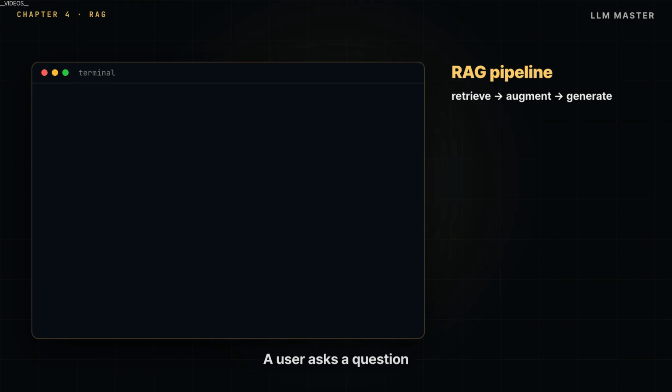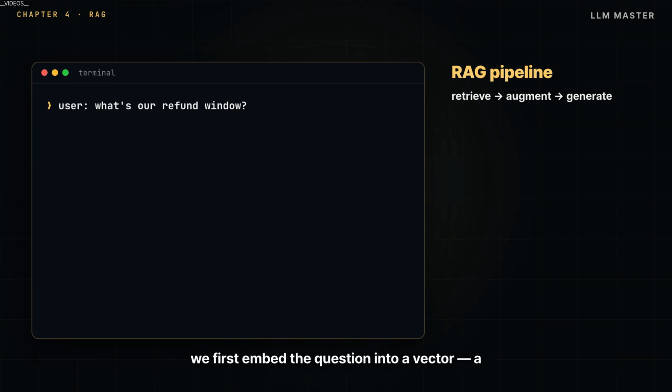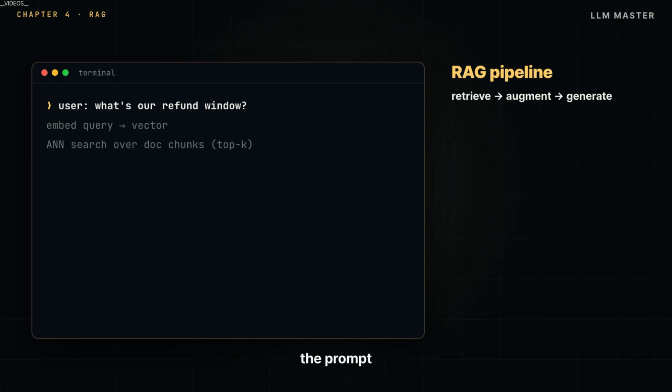Here's the whole loop. A user asks a question. Instead of sending it straight to the model, we first embed the question into a vector, a list of numbers that captures its meaning, and use that to search a store of pre-embedded document chunks for the closest matches. We take the top few results and stuff them into the prompt, right alongside the question, with an instruction like, answer using only this context. The model generates, grounded in text it can actually see.